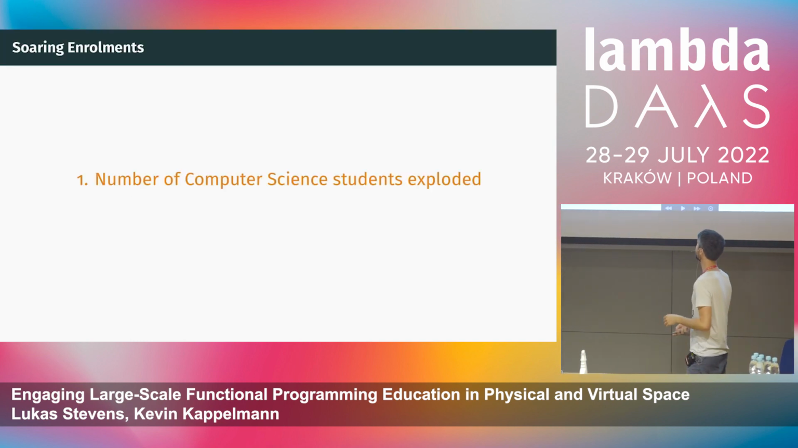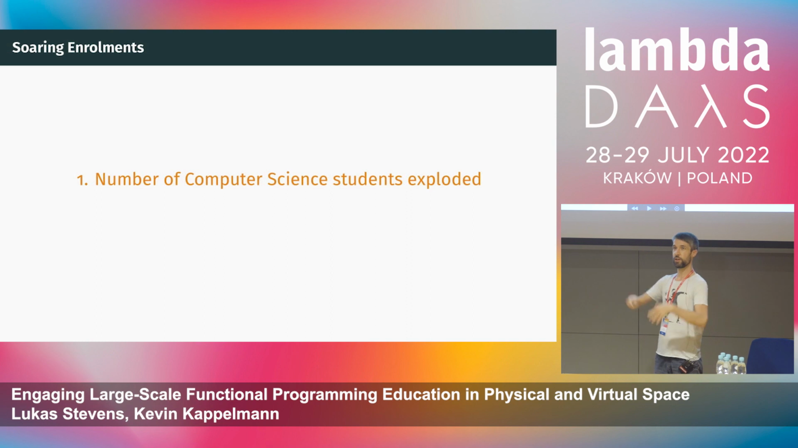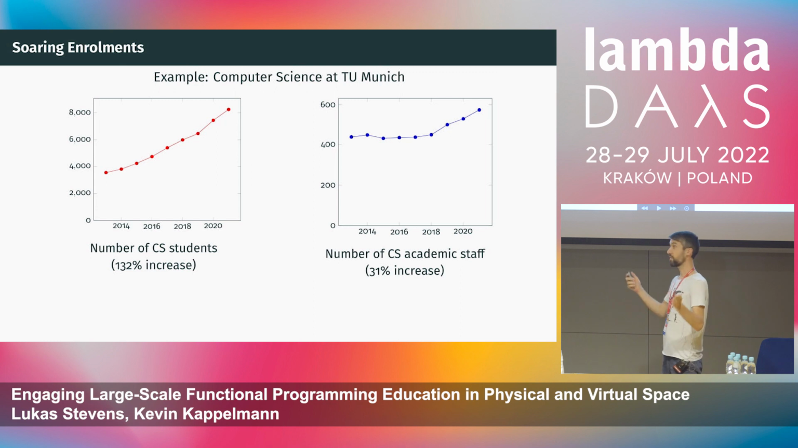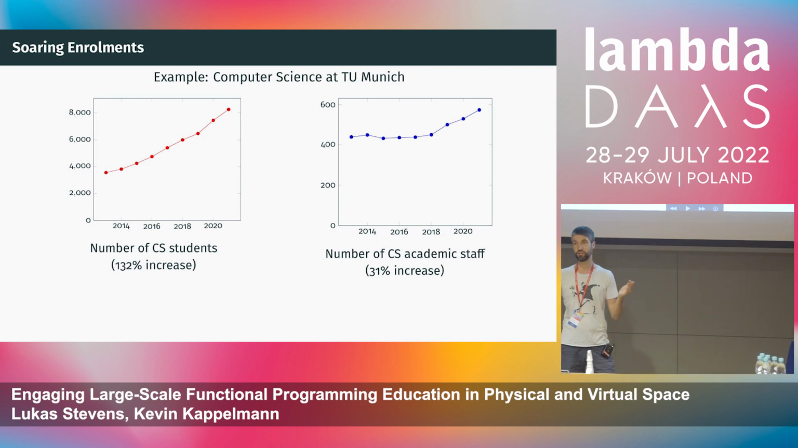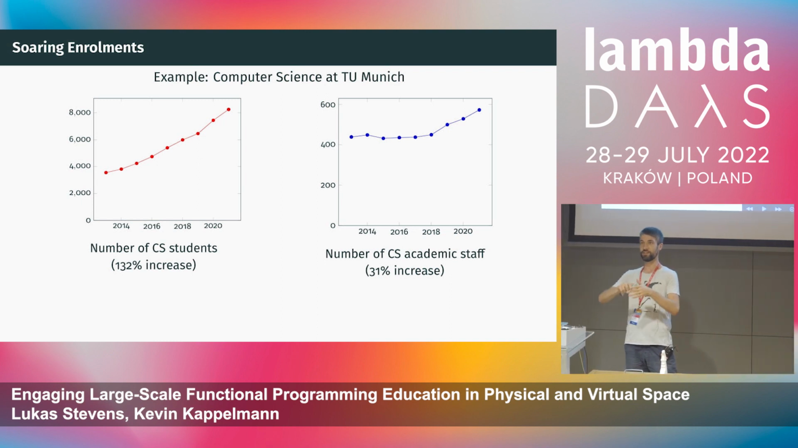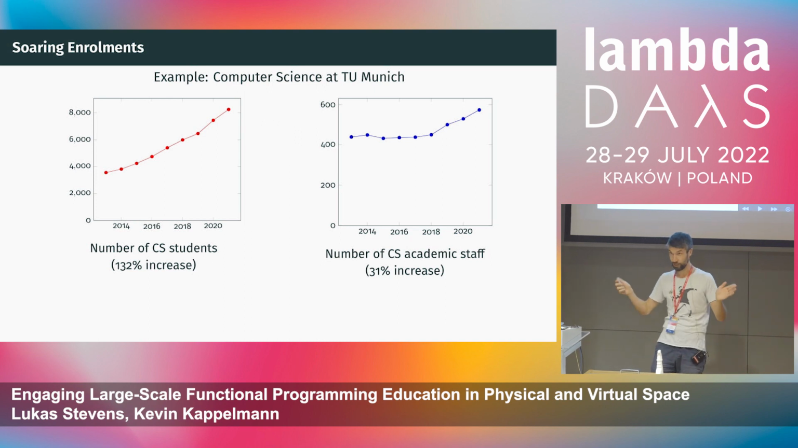So number one is the number of computer science students globally exploded, as you probably know, which is very nice for employers because there are many people to hire, but it's really difficult for universities because, for example, at our university, in just 10 years, the number of students more than doubled from just below 4,000 computer science students to more than 8,000, a 132% increase, whereas the number of academic staff that has to do all the teaching just increased by 31%. So there's an ever bigger gap, which is not good for us.